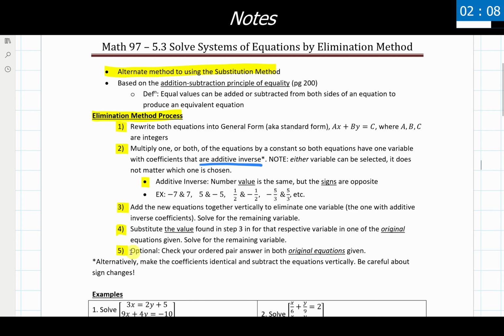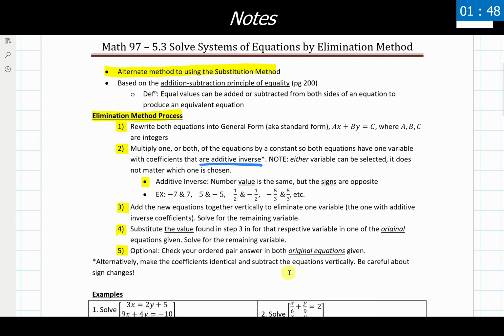As an option to this, if you would like to, when we get both our x and y values, our ordered pair final answer, we can plug that ordered pair into both original equations and see if we do have the correct answer, if both sides of the equal sign are equal to one another.